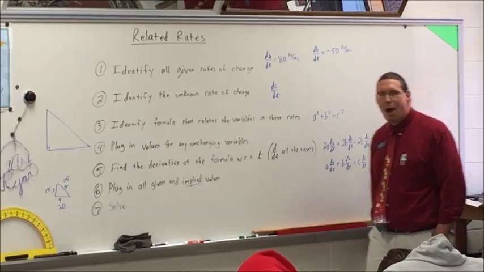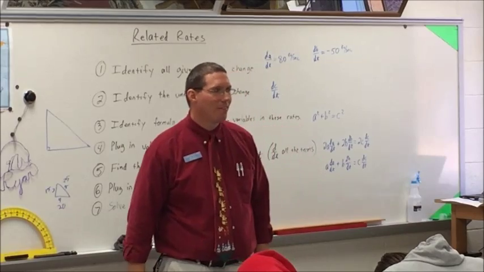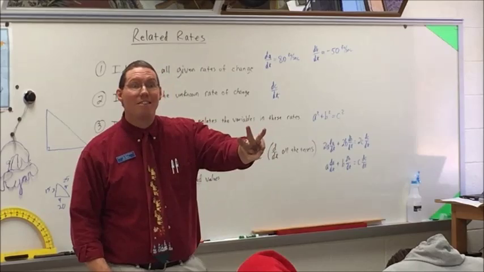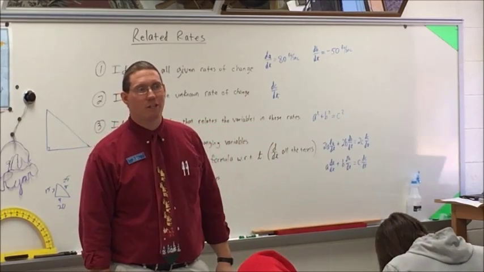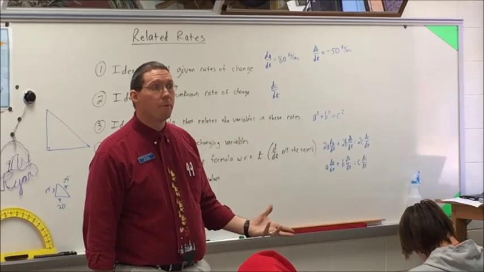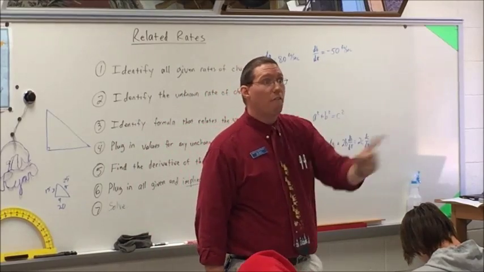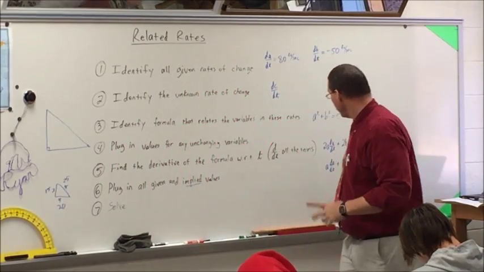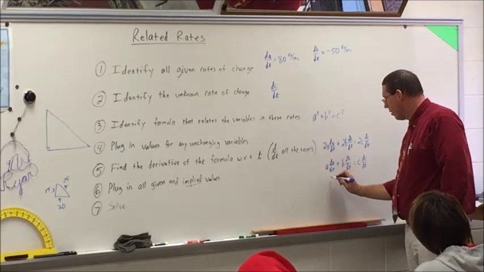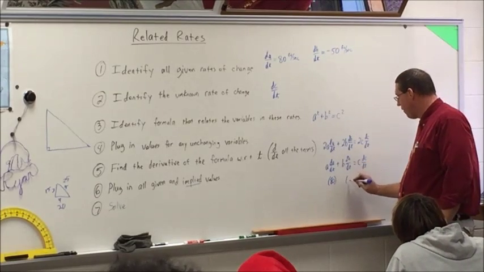How many variables do we have? 6. We have 3 sides and 3 rates of change. That means how many do we have to plug in for to solve? We gotta plug in 5 to solve for the 6th, right? Up here we know what dA/dt is. That's 80, right? We know what dB/dt is. That's negative 50, right?